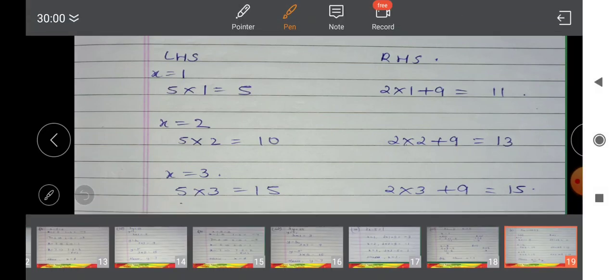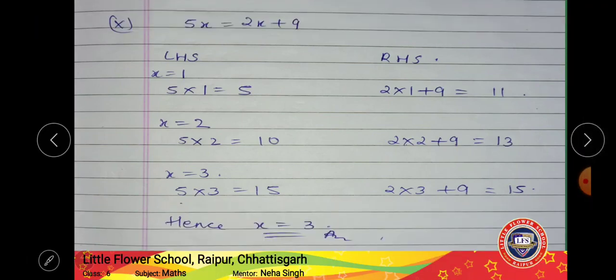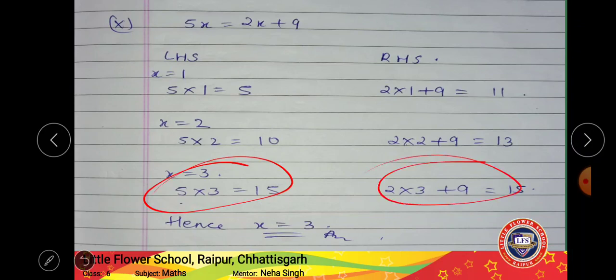Next, the last question. Again here we'll have to solve LHS and RHS separately. So 5x equals 2x plus 9. Putting the values 1, 2 and 3 and checking. When we check for 3, we are getting LHS equals RHS. You'll write this. Hence x is 3.